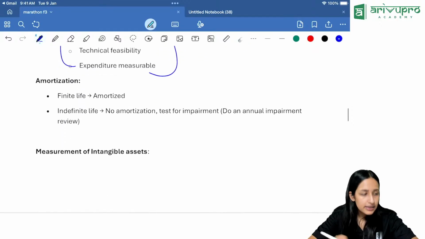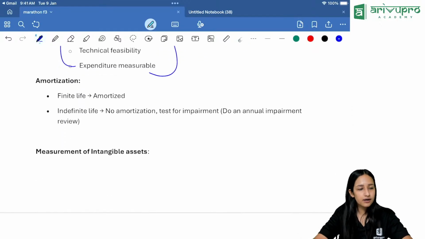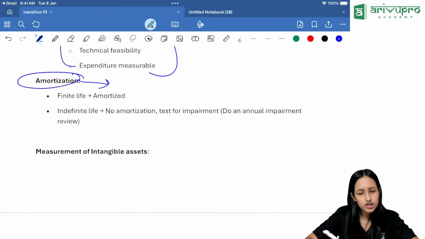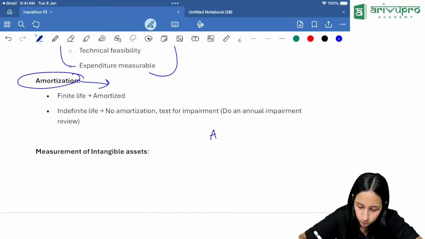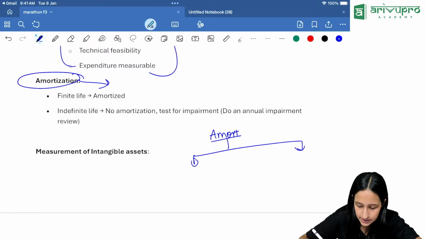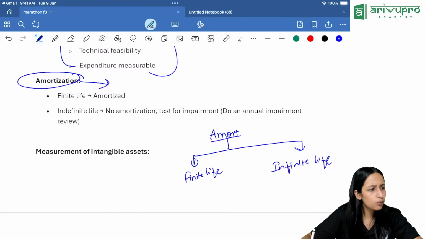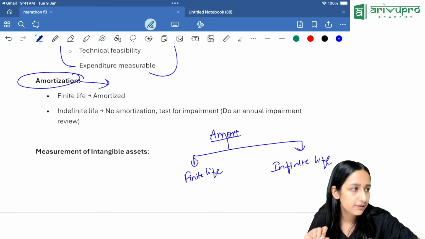Now, just like how in non-current assets we have depreciation, in intangible assets we have something called amortization, which is just like depreciation but for intangible assets. Now, whenever we look at amortization, we need to see if the intangible asset has a finite life or an infinite life. Now, what is the meaning of having a finite life or an infinite life?